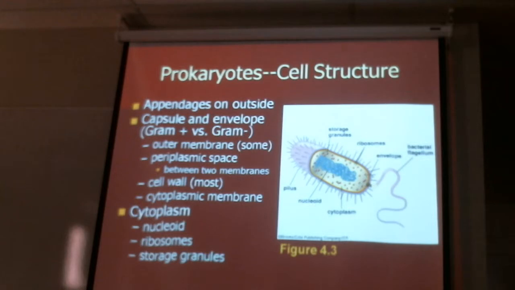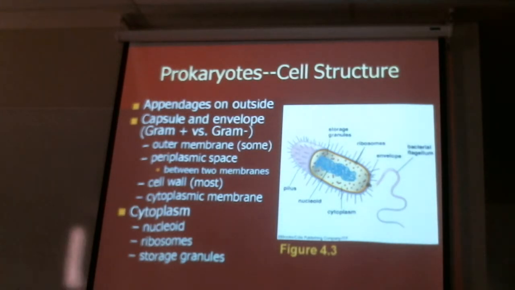Now, this is a basic structure, and I'm going to go through each of these parts individually, so just kind of take a deep breath during this. Prokaryotic cells can have appendages on the outside. So things like flagella, pili. I've got a slide on that, so you don't have to write all this down.